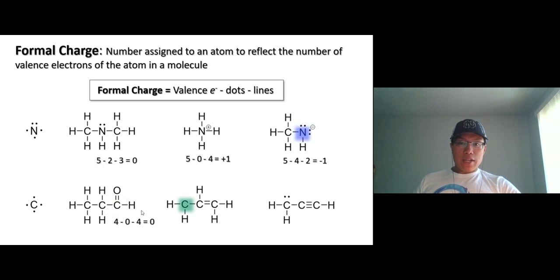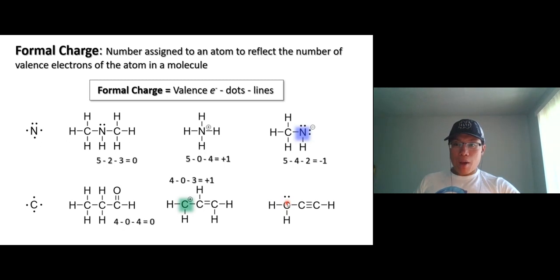Okay, all right, we're going to go to this guy. So from 4 bonds to 3 bonds. What do you think? Let's try it out. Valence electron 4. How many dots? No dots. How many lines? 3 lines. Total of plus 1. Good, it's plus 1.